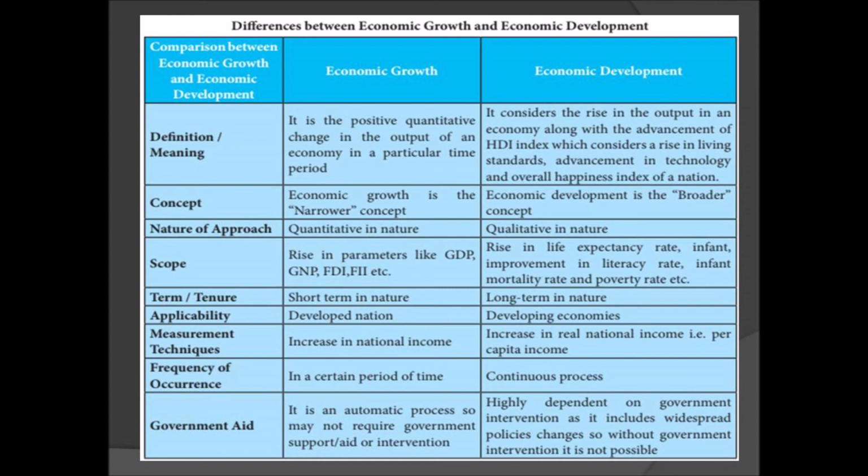Last factor is government aid. Economic growth is an automatic process, so it may not require government support or aid or intervention. And economic development is highly dependent on government intervention as it focuses on the living standard of people. The intervention of government, that is, the help from the government, is very essential as it includes widespread policy changes. So without government intervention it is not possible.